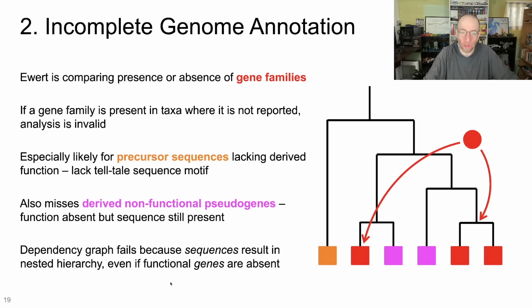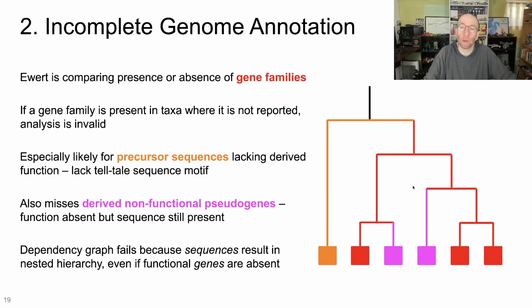The sequences have a nested hierarchy, right? You get this neat nested hierarchical pattern exactly as predicted via common ancestry, even if the functional genes are absent. So now, having that dependency module present doesn't actually do a better job explaining that pattern. It does a worse job.